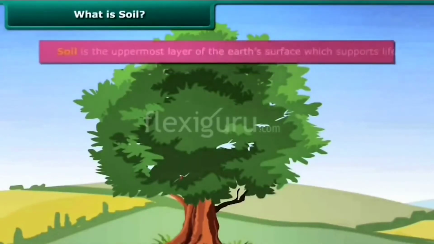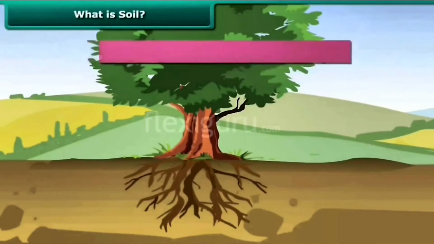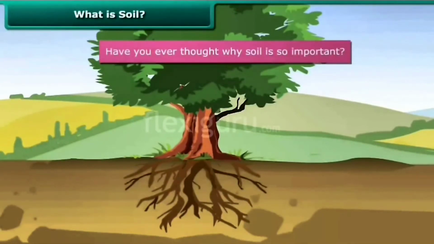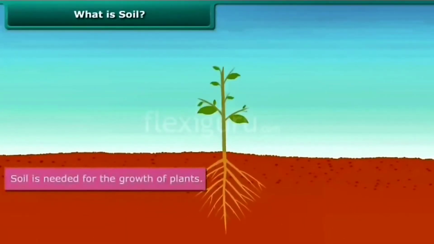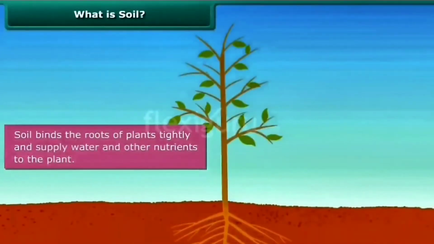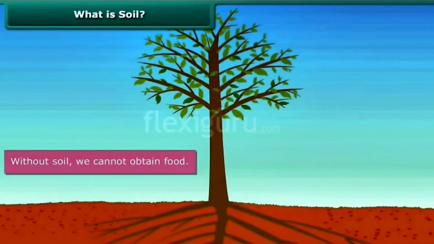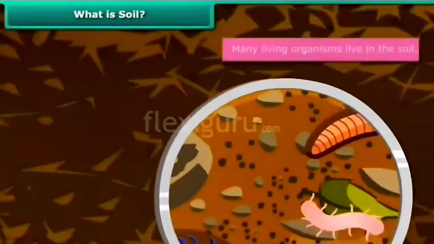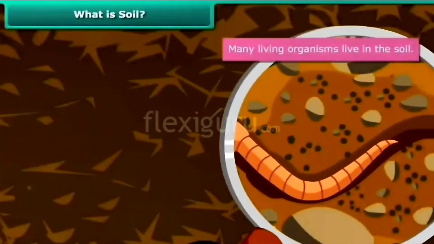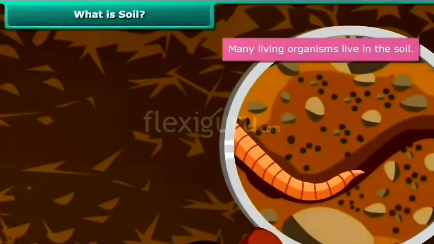Soil. Soil is the uppermost layer of the earth's surface, which supports life, and it is found everywhere. Have you ever thought why soil is so important? Soil is needed for the growth of plants. It binds the roots of plants tightly and supplies water and other nutrients to the plant. Without soil, we cannot obtain food. Moreover, many living organisms live in the soil. So we can say that soil is a very essential part of our life.